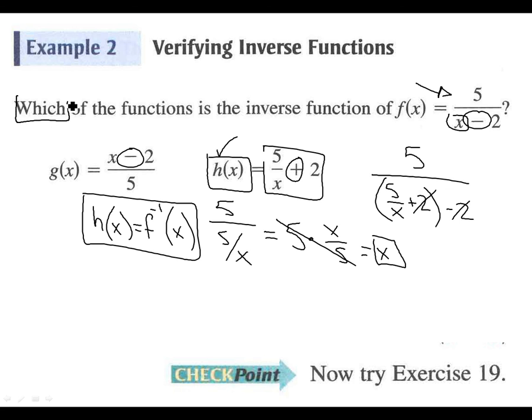And it does say which one, so we're going to know that g of x is not the right answer. It was an either-or type of problem. So let's see if we can figure out which one is the correct inverse for exercise 19.